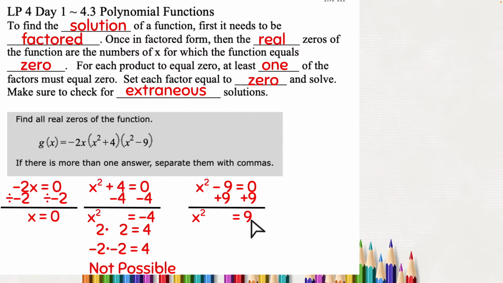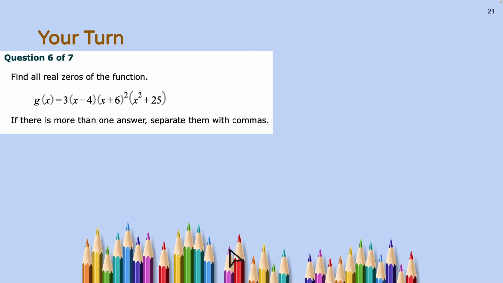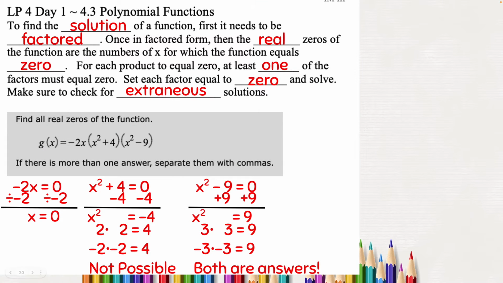So now with this one, I can take the square root of 9. And if I think about it, 3 times 3 gives me 9. Negative 3 times negative 3 gives me 9. Well, I have 2 options there. I could either have 3 or negative 3. So I do, in fact, have my 2 answers there. I have 3 and negative 3. And we would list these with commas. So you could say 0, comma 3, comma negative 3, depending on how many different options you have there.